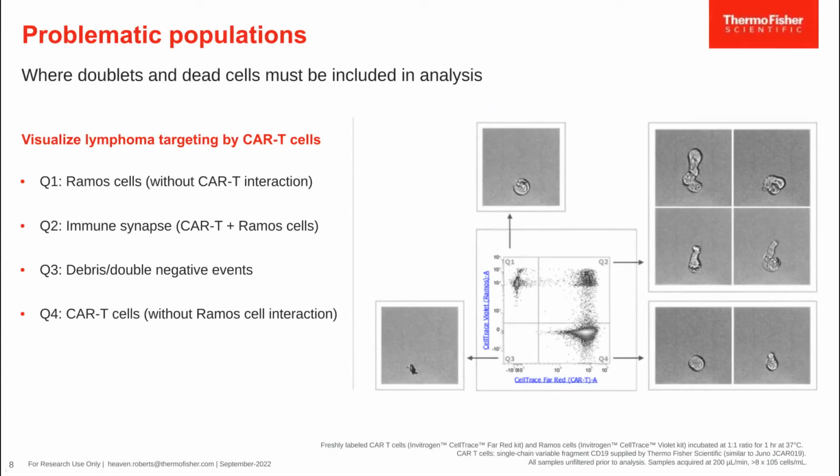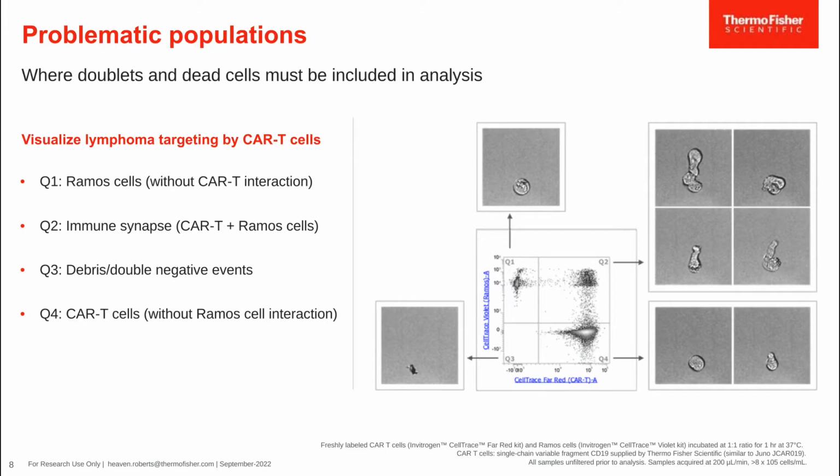Here's a problem sample, we might call it, where we don't want to exclude dead cells and we don't want to exclude doublets, but we still want to get rid of debris. And we still want to learn more about the sample itself. So this is a CAR T cell killing assay where our target cells, our RAMO cells, are stained with the cell trace violet dye, and our CAR T cells are stained with cell trace far red. So we can see this beautiful quadrant plot, and we're able to determine which cell population is where.